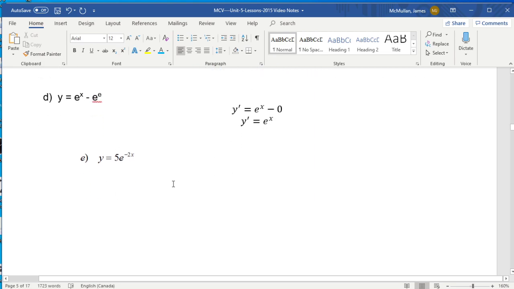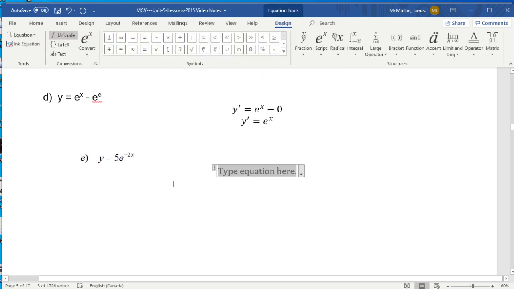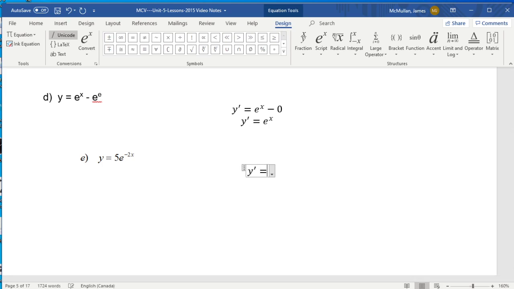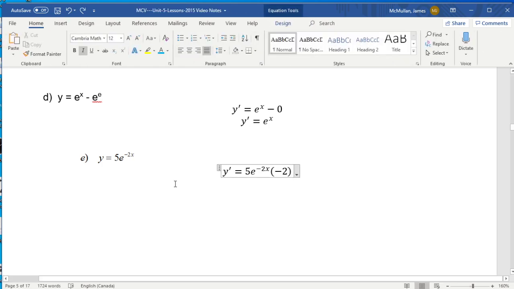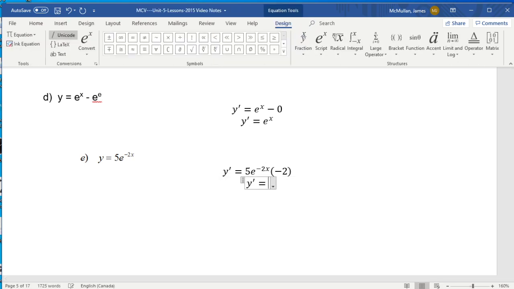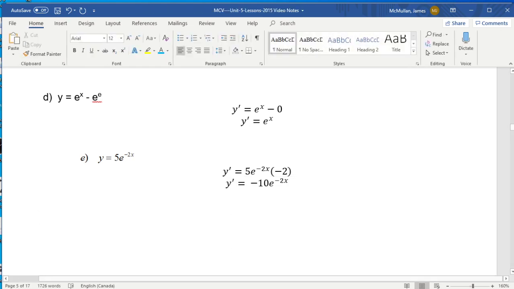Okay, last question. It says y is equal to 5e to the negative 2x. What would y prime be? Okay, the 5 is still there because it's a coefficient. e to the negative 2x is still there because we know that when you take the derivative of e to the x, nothing changes. Then you take the derivative of the exponent, and that's what you get. So your y prime in this case is negative 10e to the negative 2x, and that's what you should be getting for an answer there.